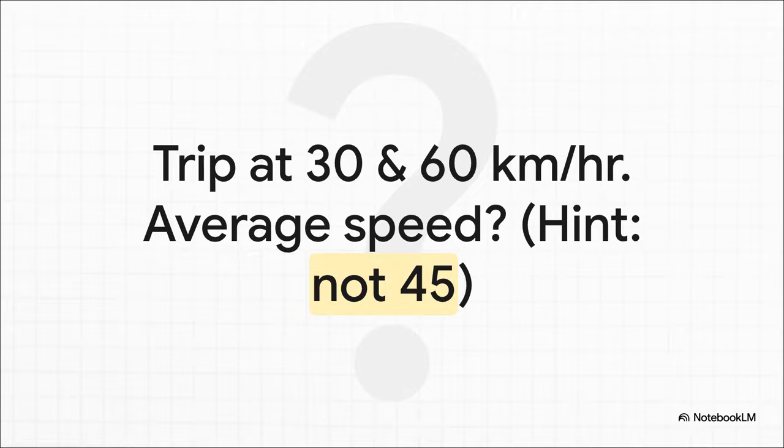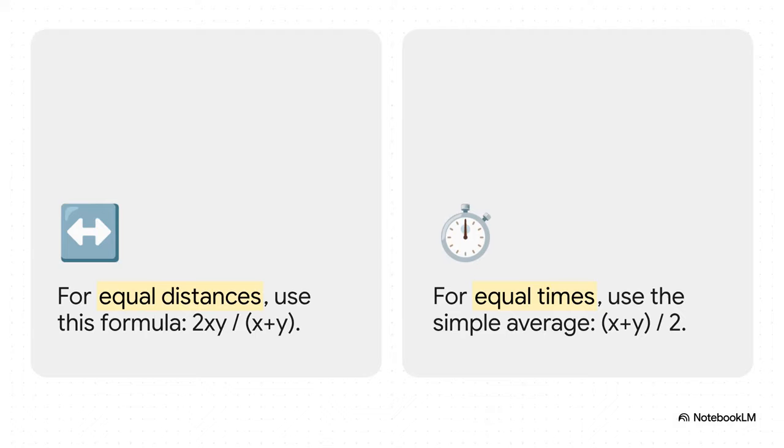Let's say you drive to the store at a slow 30 kilometers per hour. Then, on the way back, the road is clear and you zip along at 60 kilometers per hour. Now, your gut instinct, your brain's first reaction, is probably to just average 30 and 60 to get 45, right? But that's wrong. So why? Think about it. You spent a lot more time driving at that slower speed. The secret is knowing which situation you're in.